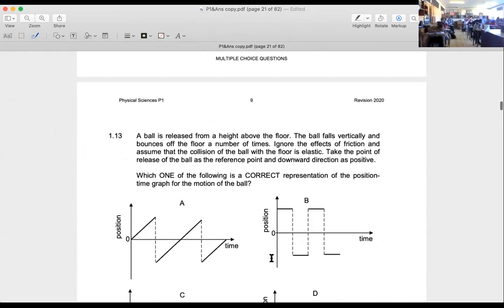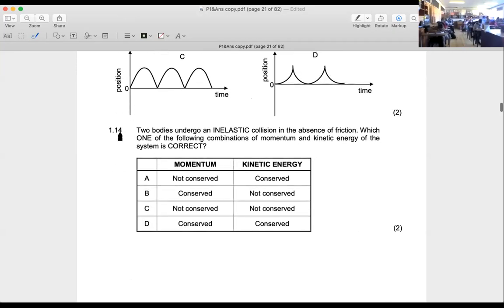Okay, let's look for a momentum problem here. Okay, 114. Two bodies undergo an inelastic collision. Inelastic means momentum is not conserved. But momentum is always conserved. So we know that the answer is either that one or that one. But if it's inelastic, it means the kinetic energy is not conserved. So it has to be B. The only time kinetic energy is conserved is in an elastic collision. And that's when the two balls have the same mass.